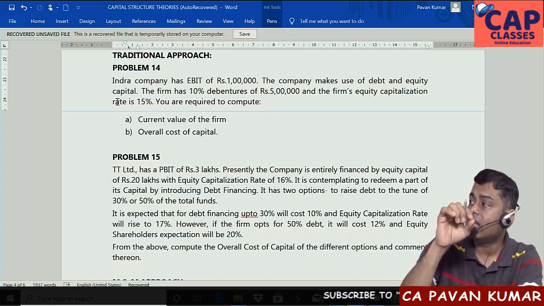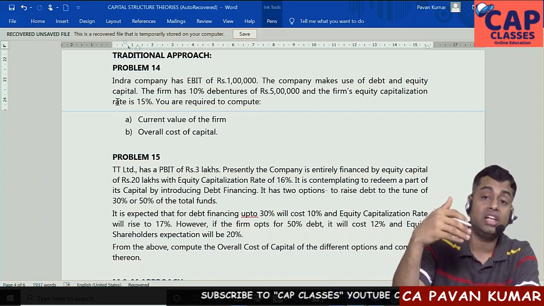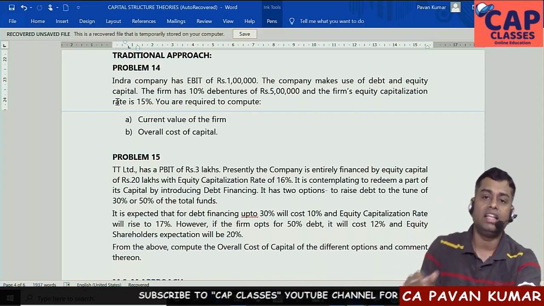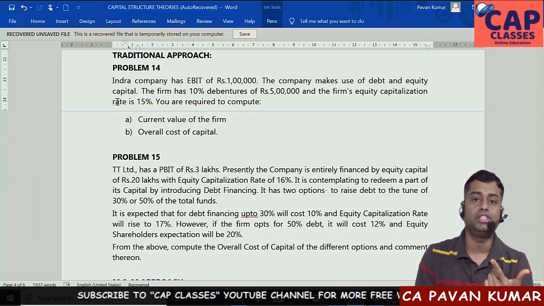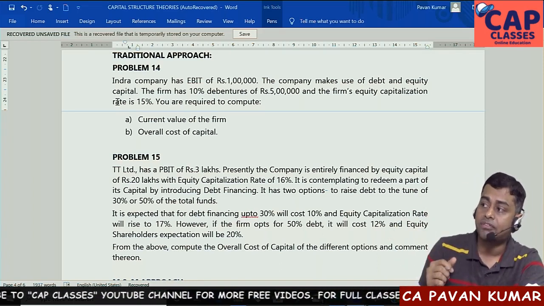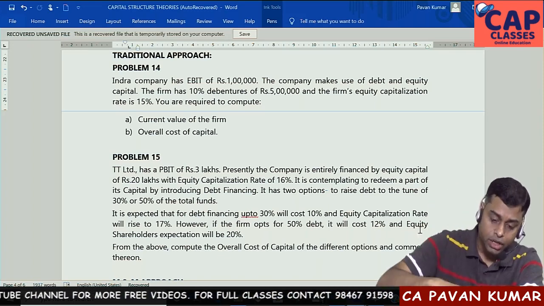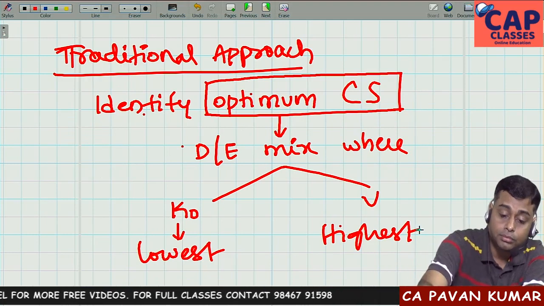They have given equity capitalization rate KE. So it should be the capital structure relevance approach. Either it can be the net income approach or the traditional approach. But for both approaches, the procedure is the same: calculation of cost of capital and calculation of value of the firm. So go ahead and let us solve this.